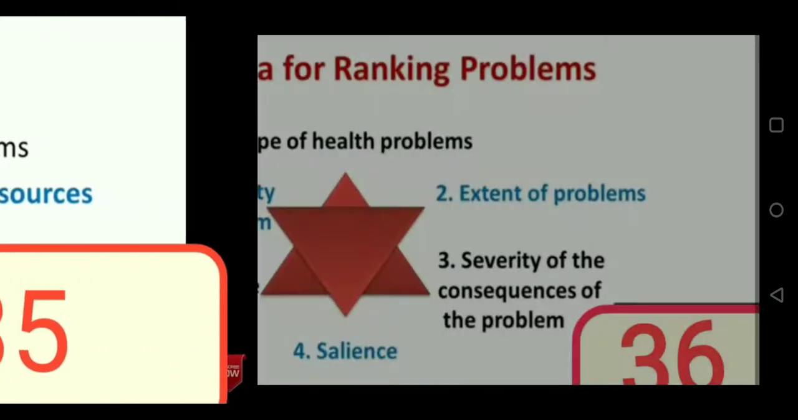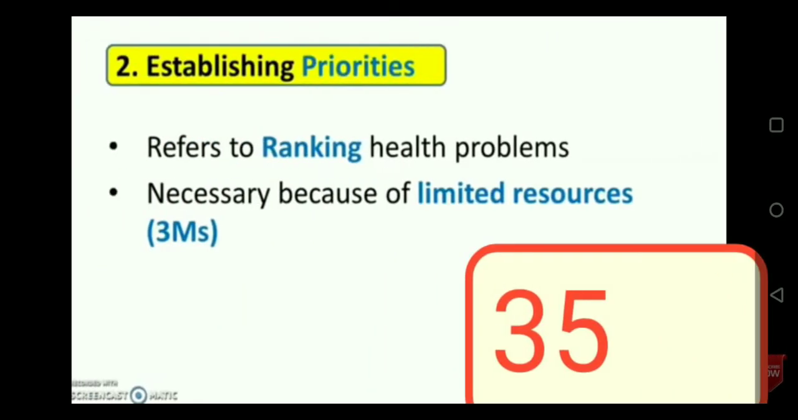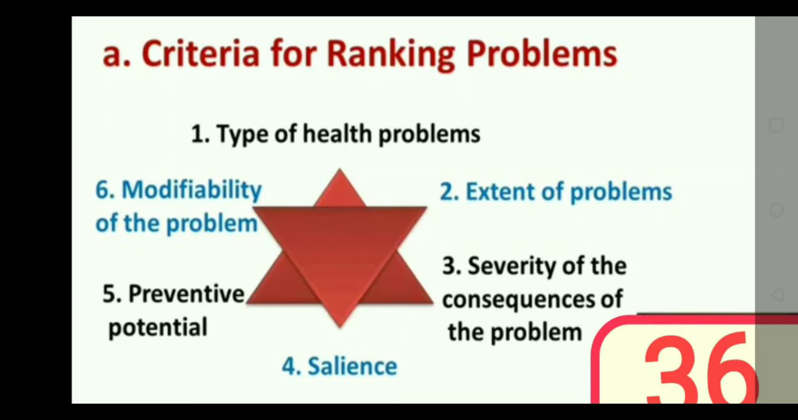So here 3 M's will be there. Here is the criteria for ranking problems. Establishing of priorities means ranking will be there, which one is the first one, second one, nursing cares and all. So first, some criteria will be there for ranking the problems. The first one is type of health problems, second is extent of problems, third is severity of consequences of the problem, fourth is saliences, fifth is preventive potential, and sixth is modifiability of the problems.